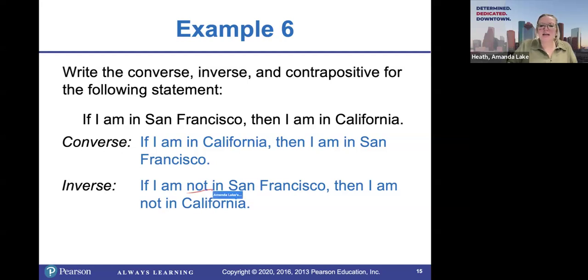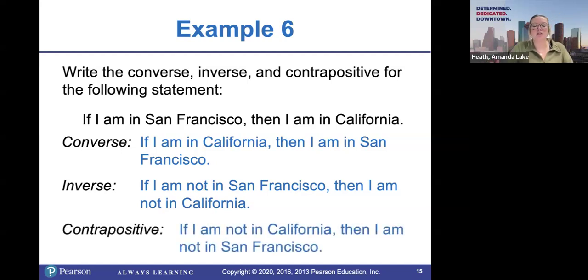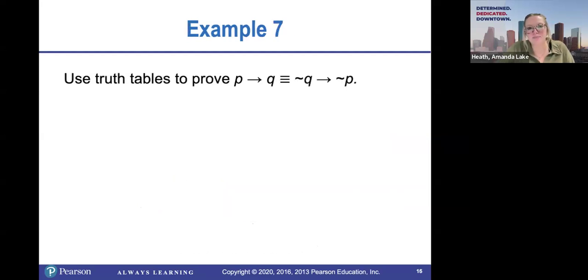And if then I'm in California is if then I am not in California. So if I'm not in San Francisco, then I'm not in California. Then finally, the contrapositive is where we both change the order and the truth value of both statements. So if I'm not in California, then I am not in San Francisco.